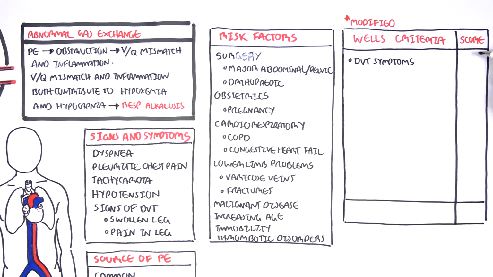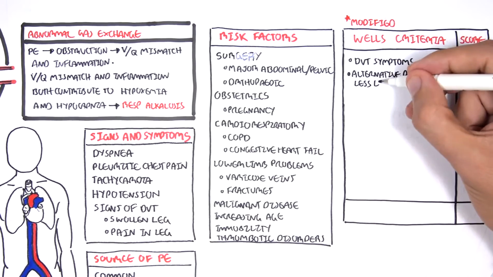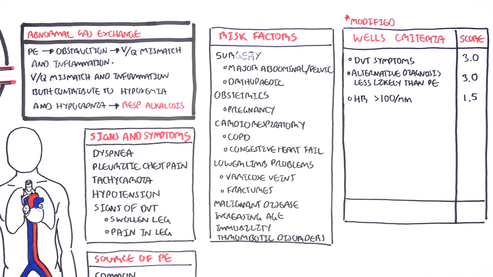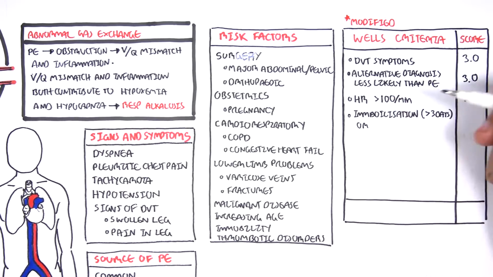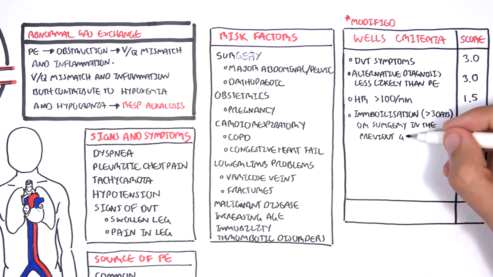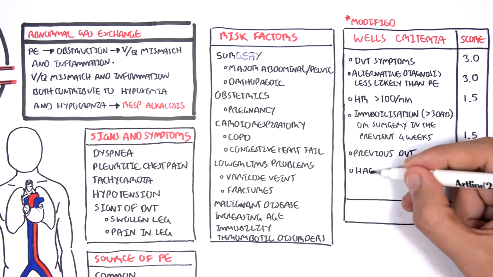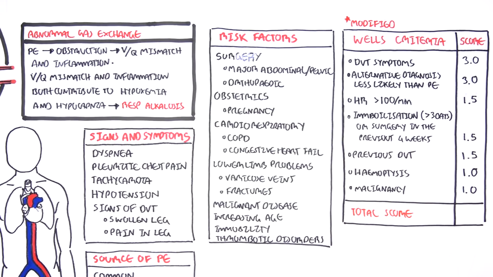So these factors include DVT-like symptoms, which will give you a score of 3. Alternative diagnosis less likely than PE will give you a score of 3. Heart rate greater than 100 will give you a score of 1.5. Immobilization more than 3 days or surgery in the previous 4 weeks will give you 1.5. Previous DVT 1.5. Hemoptysis 1. Malignancies 1. And tallying this up, you get a total score.